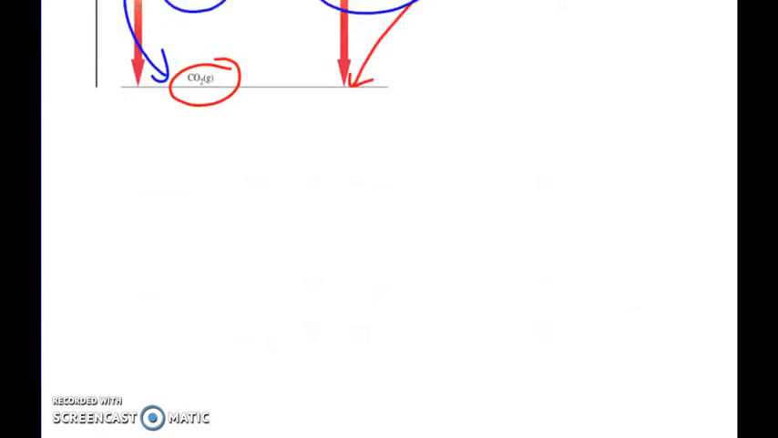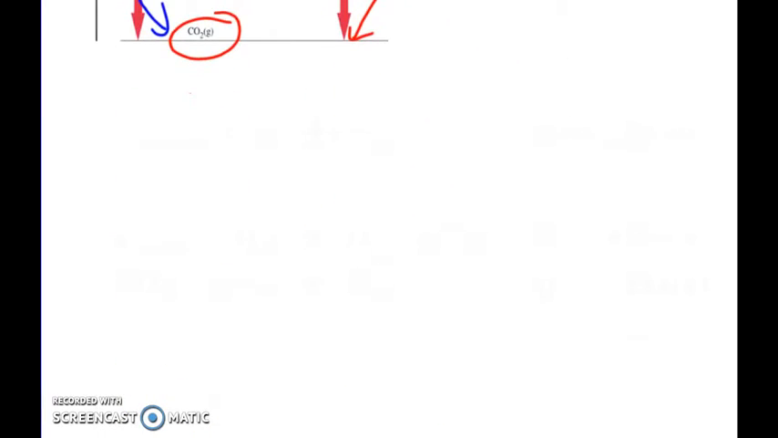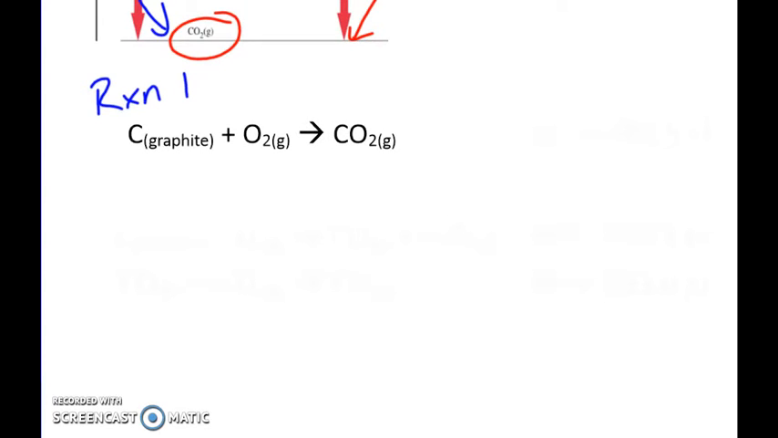So let's picture it one more way. For example, we're going to have this one reaction here where carbon and oxygen turn into carbon dioxide gas. Now, we established in the previous step this is going to be a negative delta H of 393.5.